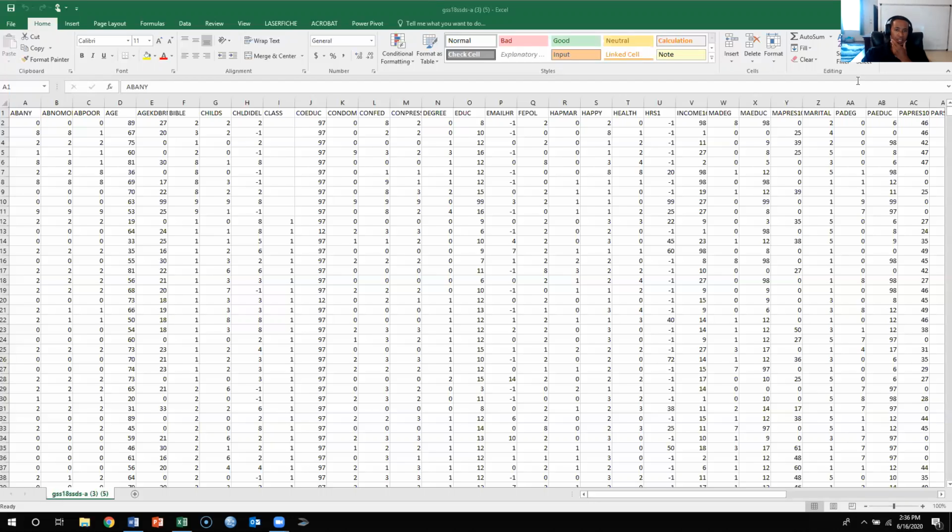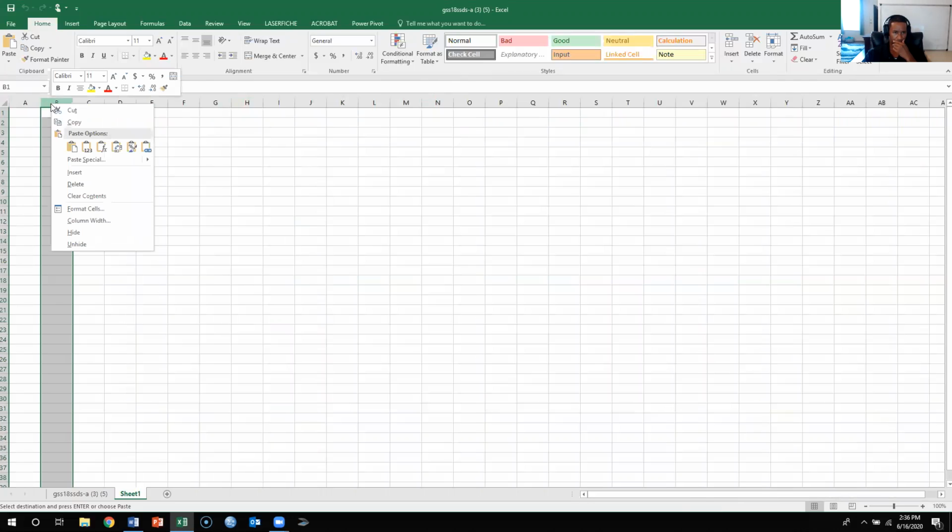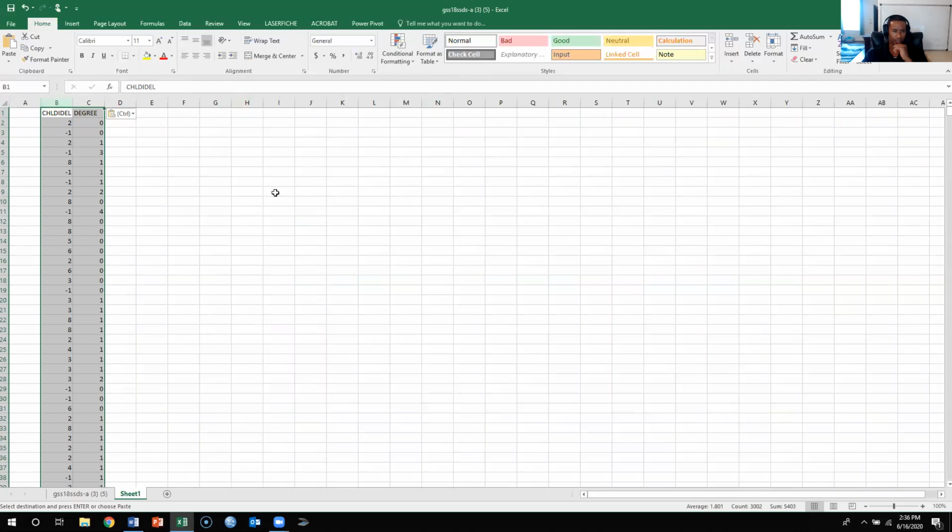So what we're going to do is copy these two, childdel and degree, and then paste them in a new sheet. All right, so that's the first step.